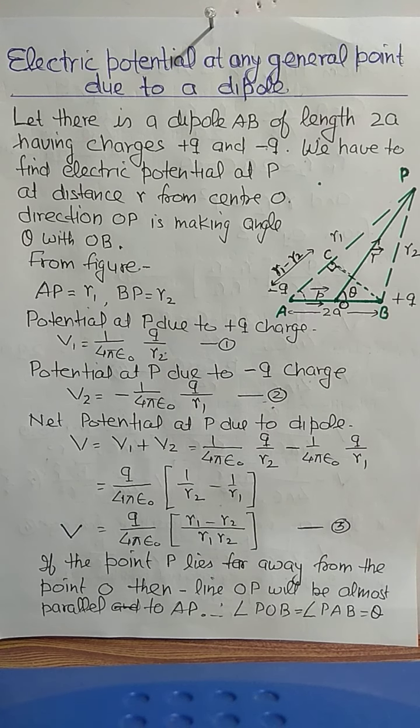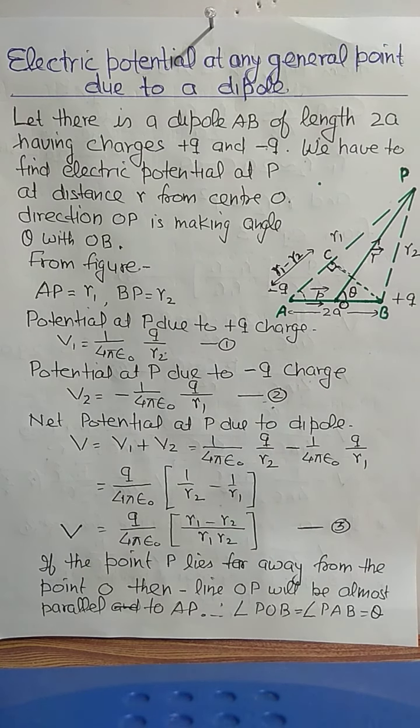Clear? Now the next topic is electric potential at any general point due to a dipole. General point means neither axial nor equatorial.